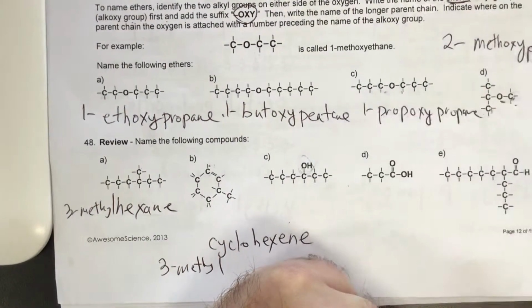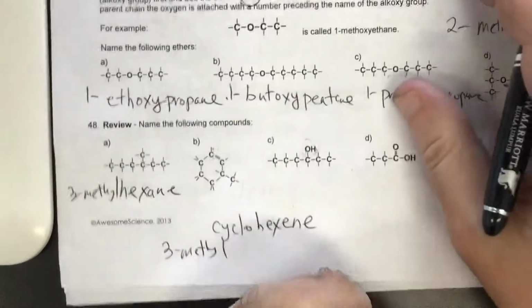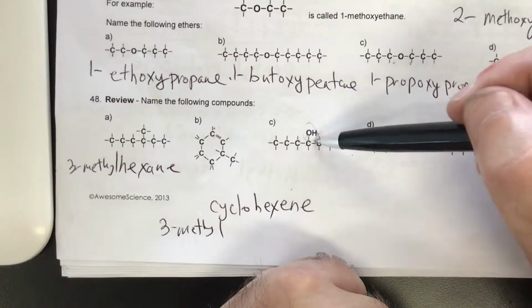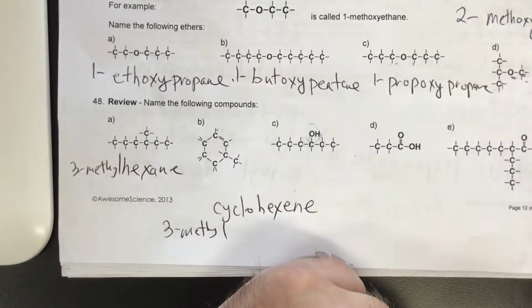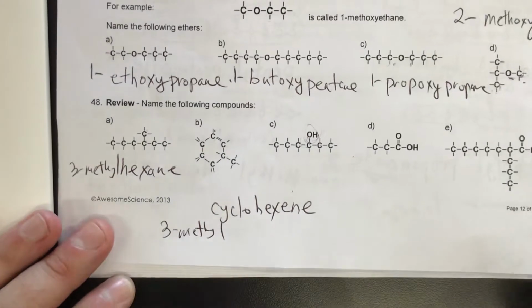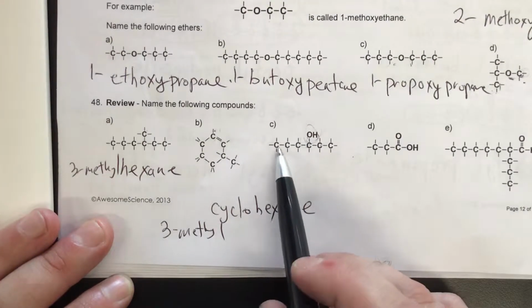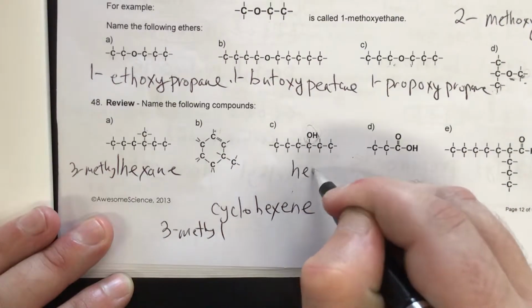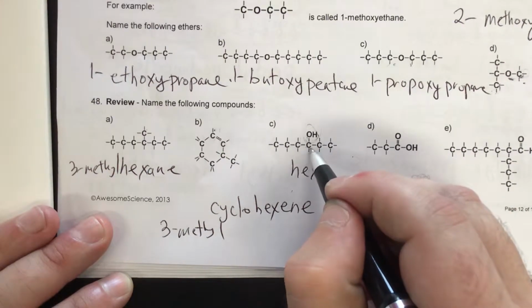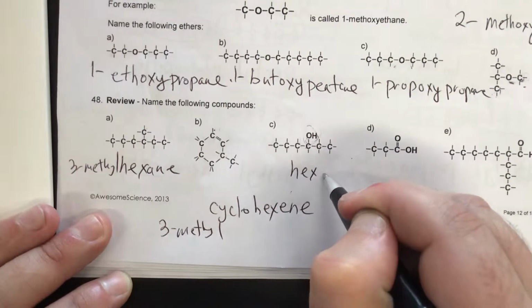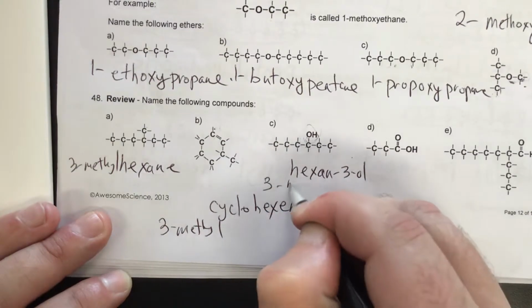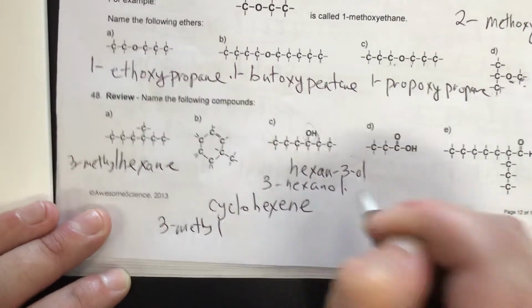Okay, OH. OH is an alcohol. What kind of alcohol? It's a secondary alcohol. This carbon's attached to 2 other carbons, so it's a secondary alcohol. So our parent chain is 1, 2, 3, 4, 5, 6, so hex. And its lowest number is 3, so it's attached to the third carbon of hexane, 3-ol, or you could write it as 3-hexanol, that would be fine too.